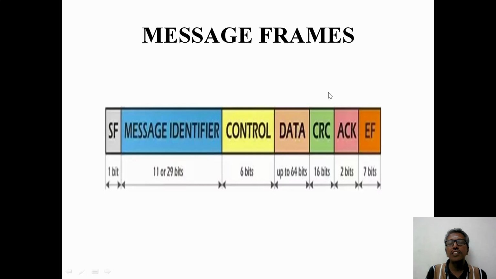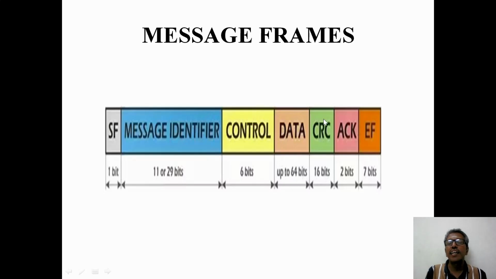This is the message frame format used in the CAN bus. It has the starting frame, which indicates the start of the message frame. The message identifier is used to identify the device you want to connect to or transfer the data to. That message identifier is simply the address of the device connected to the microcontroller through the CAN bus. Then the control field carries the control signals. Then we can send data up to 64 bits.